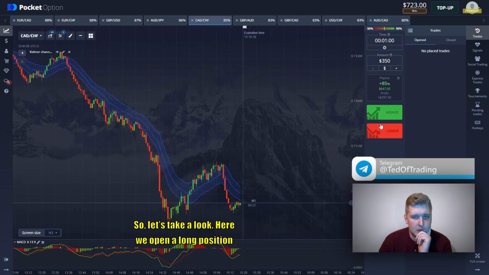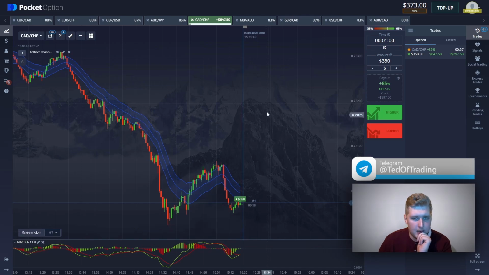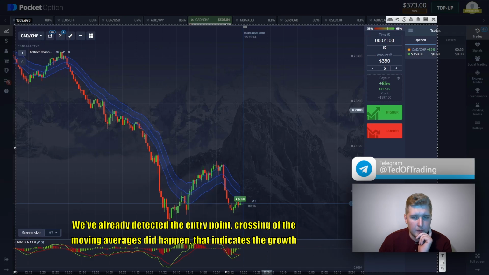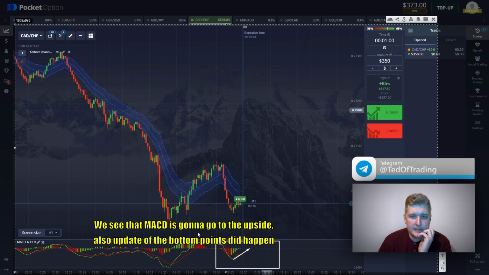So let's take a look. Here we open a long position. We already detected the entry point. Crossing of the moving averages did happen. That indicates growth. We see the MACD is going to go to the upside.